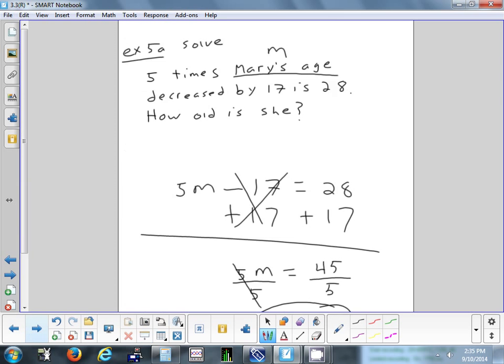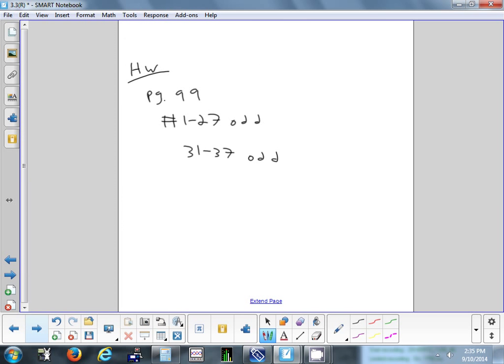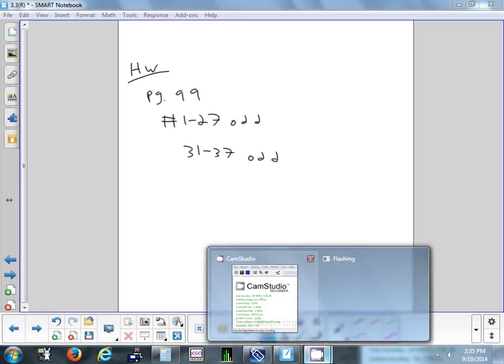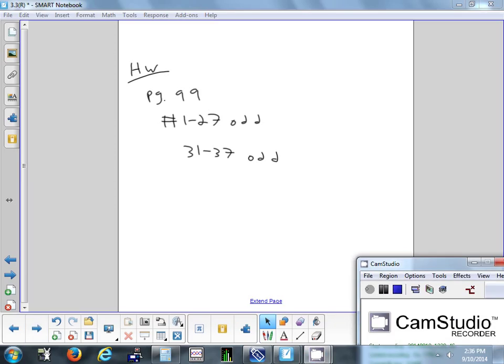So that's a homework we have to do? That you need on your review sheet. This is your homework for tonight. Page 99, 1 through 27. Okay, so again, the homework for tonight, page 99, 1 to 27, 31 to 37, just the odds.